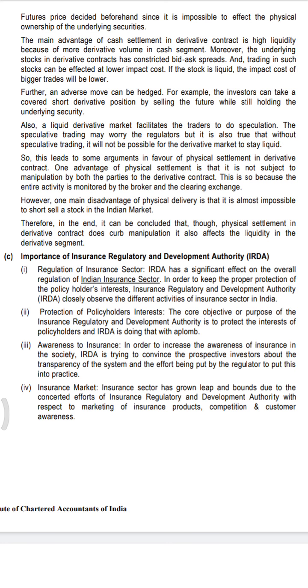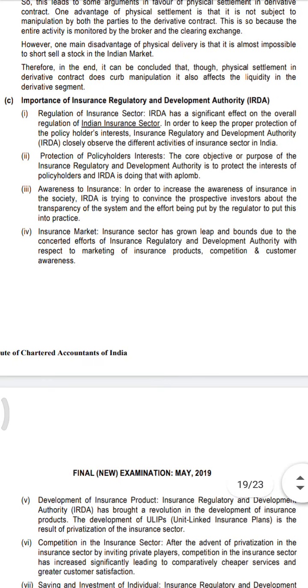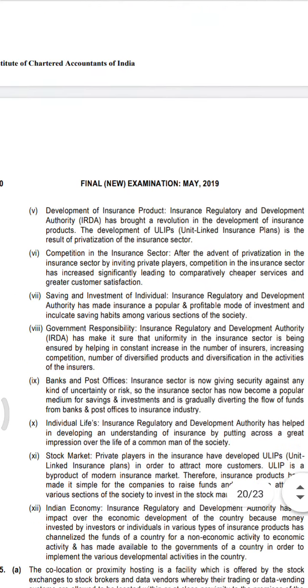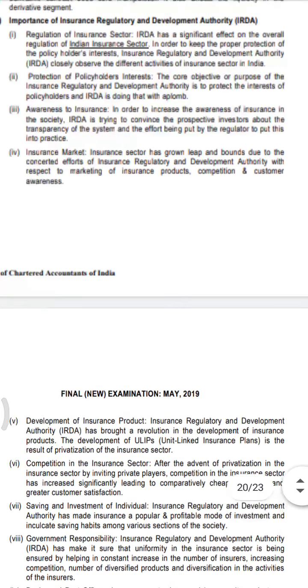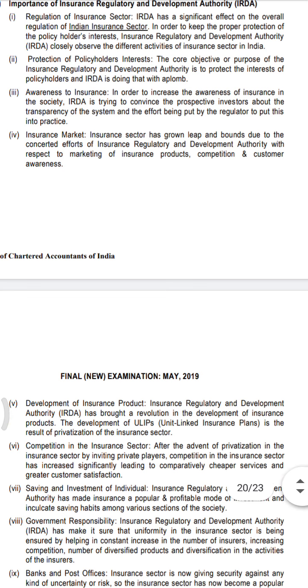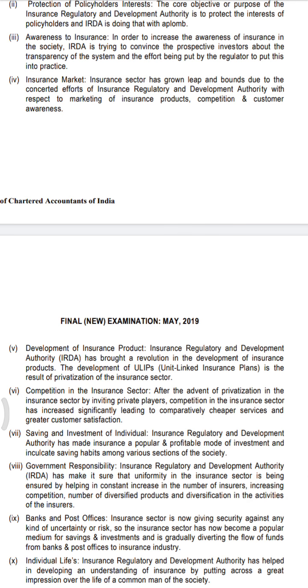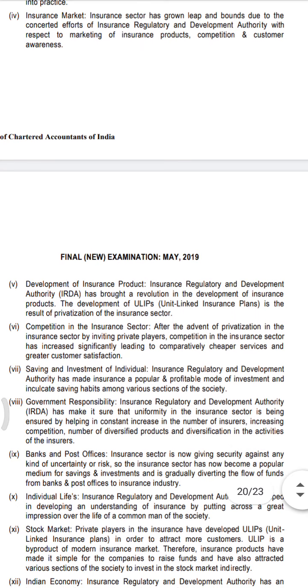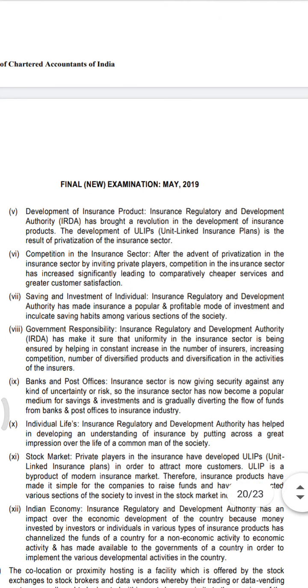Next question is importance of IRDA, Insurance Regulatory and Development Authority. Regulation of insurance sector, protection of policyholders' interest, awareness to insurance market, development of insurance product, competition in the insurance sector, saving and investment of individual, government responsibility, bank and post offices, individual lives, stock market, Indian economy.